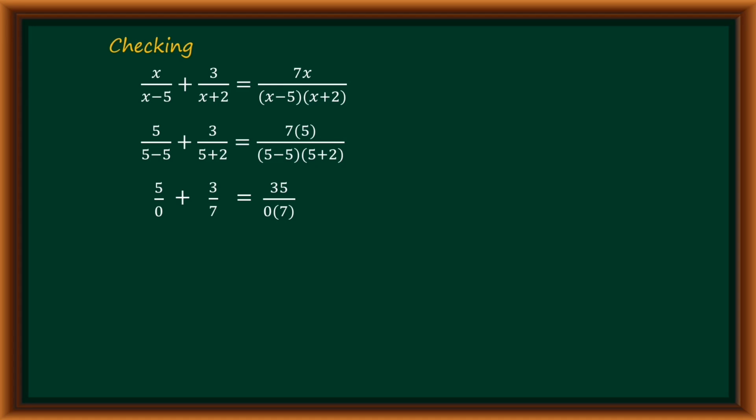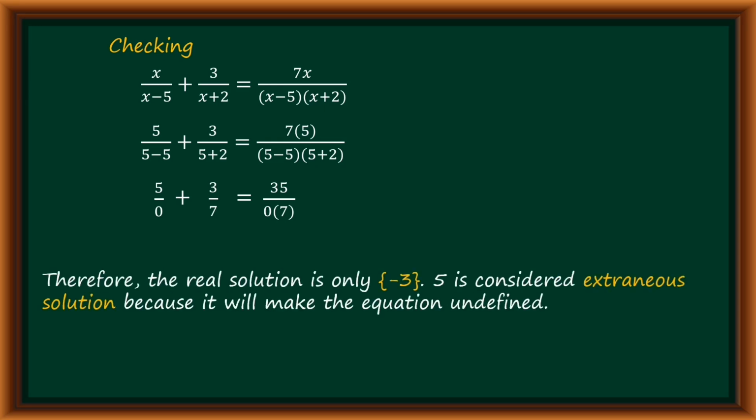Observe that if x is equal to 5, the value of the fractions on both sides of the equation will give us the 0 denominator, which is considered undefined. Therefore, the real solution is only negative 3. 5 is considered an extraneous solution because it will make the equation undefined.